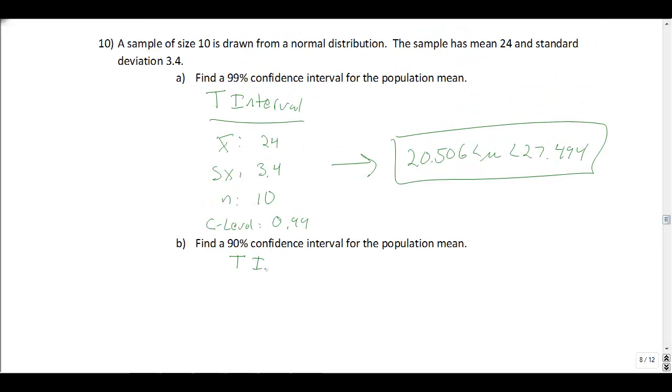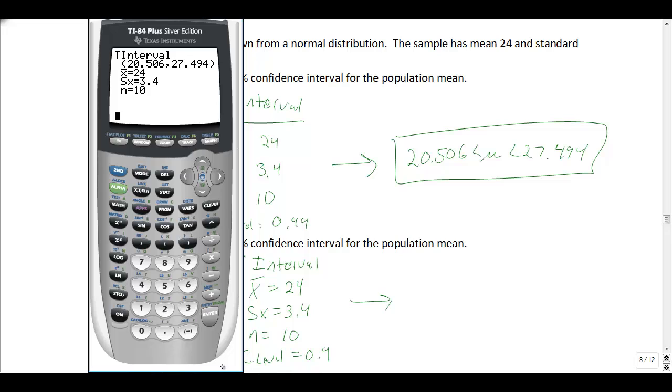So again, we use t-interval. Here, x bar is 24, sx is 3.4, n is 10. Confidence level, this changes to 0.9. So I have a lower level of confidence. That should actually shrink my confidence interval. I can be wrong more often, so I can get a smaller target here. So to do this, stat, test, 8 is the t-interval, and I've got everything already there.